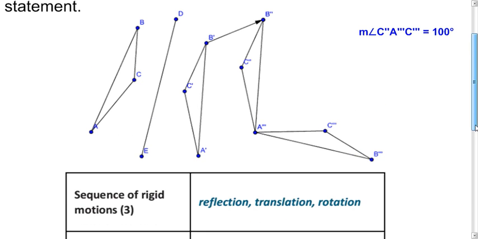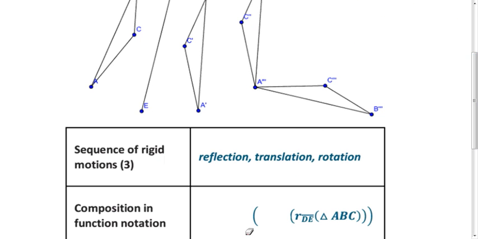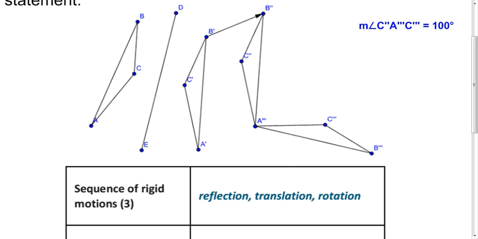Okay, and then what happens in our sequence? We translated, so we use a capital T, and what's the parameter there? A vector. You can say vector B prime, B double prime. And then finally, we rotated. Remember, this point is A double prime and A triple prime, because when you rotate, the center of rotation stays invariant. So we rotated around point A double prime.